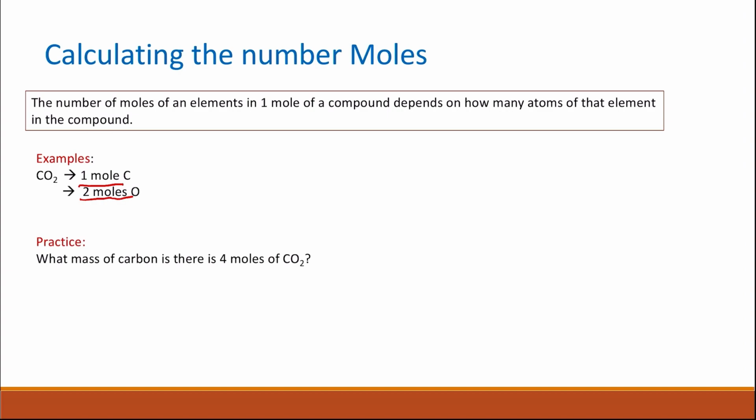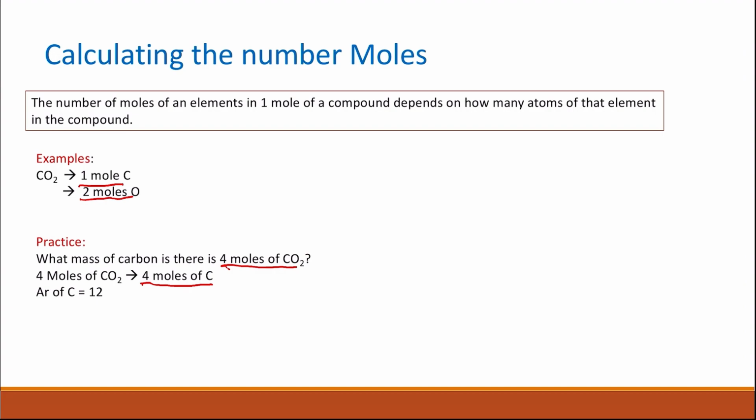You can calculate the mass of a particular element or of a particular atom within a compound if you know the number of moles of that particular compound. For example, what would be the mass of carbon in 4 moles of carbon dioxide? 4 moles of carbon dioxide will contain 4 moles of carbon.